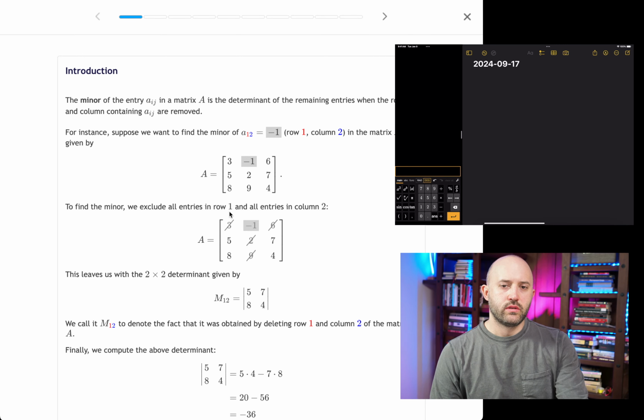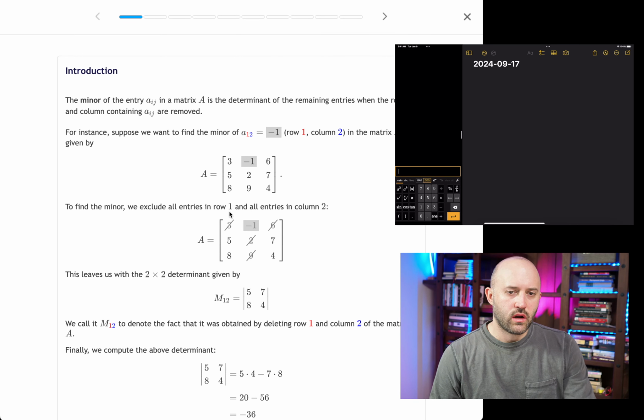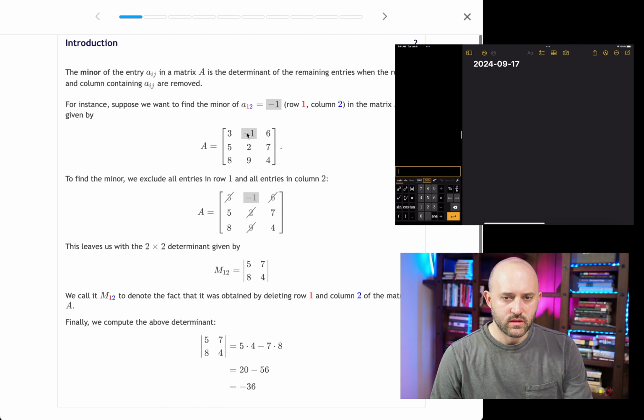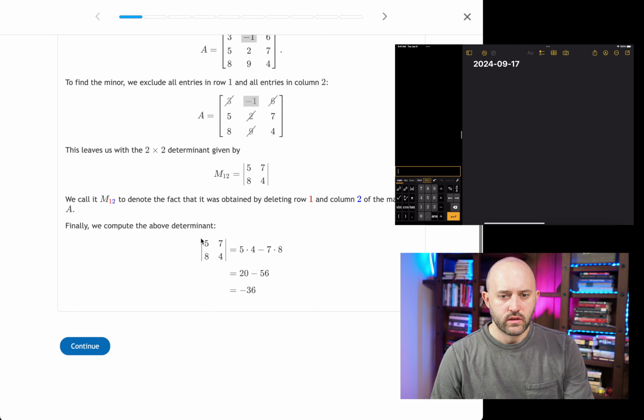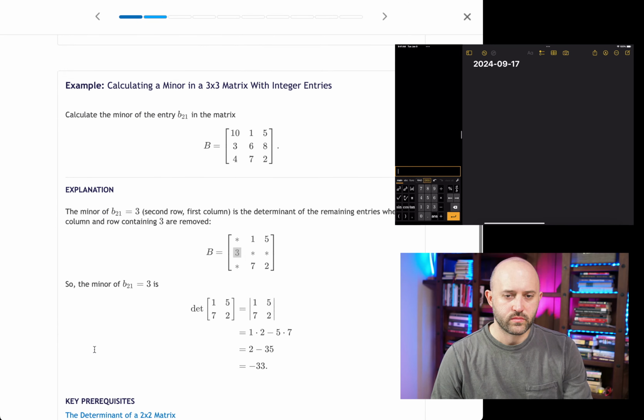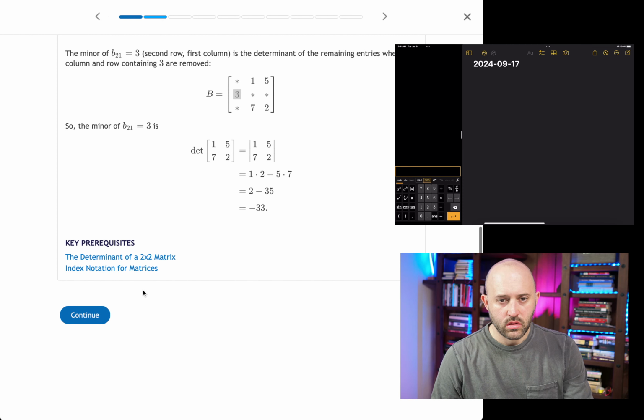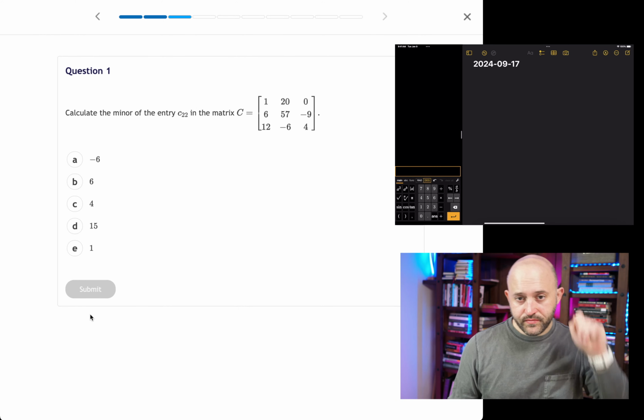The minor of the entry is the determinant of the remaining entries when the row and column containing ij are removed. Suppose we want to find the minor of this one. Everything else is gone. We're left with a 2 by 2 matrix, and then we have to do the determinant, which is the diagonal minus the diagonal. So what is the determinant of 1, 5? So it's 2 times minus 35, so negative. Yep. Okay, this looks reasonable to me.